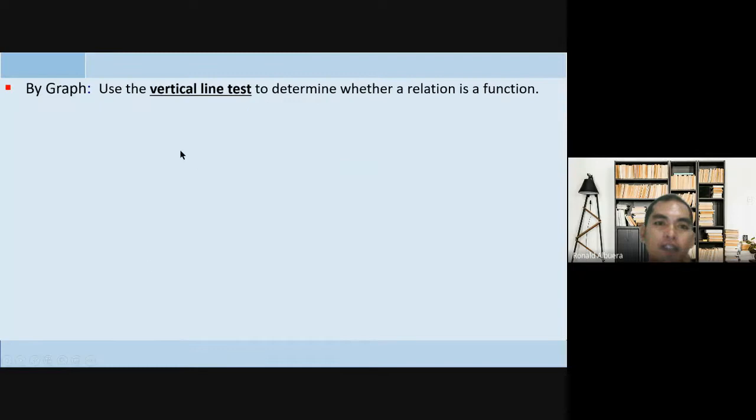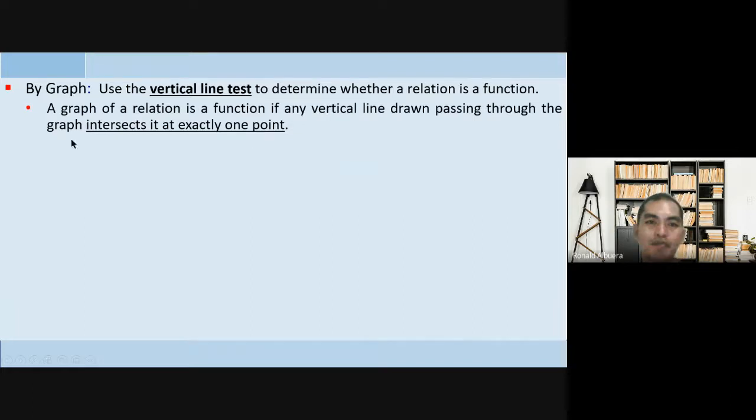Another one is by graph. We apply here the vertical line test. Take note, we apply here the vertical line test. Okay? So when you draw a vertical line and it passes through the graph at exactly 1 point, then the graph is said to be a function.